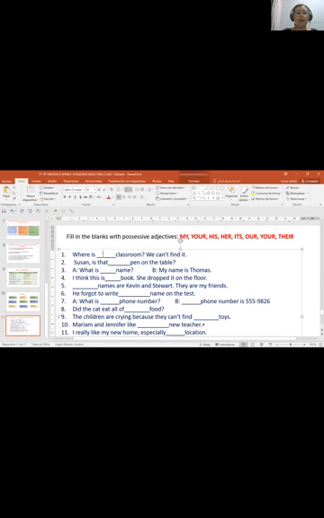So I would like to ask you, voluntarily, who can help us in order to complete this, okay? Who would like to start? Okay, where is? My. My, okay. But look, here we have we. So it seems that there are more than one people looking for one classroom. So for we, which is the right possessive in this case? Our, right? Okay, perfect. So where is our classroom? We can't find it, okay?